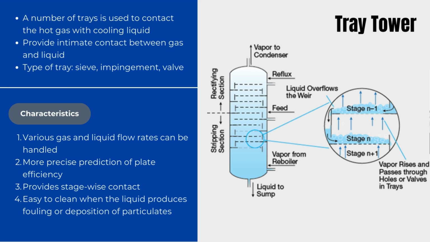There are different types of trays for the tray tower, which are the sieve, impingement, and valve. The characteristics of the tray tower are that various gas and liquid flow rates can be handled. It gives a more precise prediction of tray efficiency, provides stage-wise contact, and is easy to clean when the liquid produces fouling or deposition of particulates.